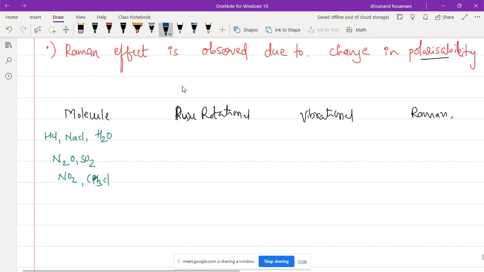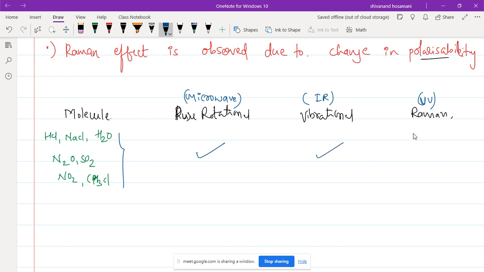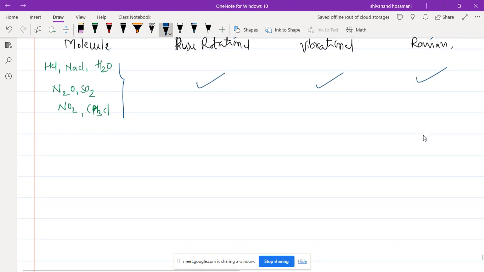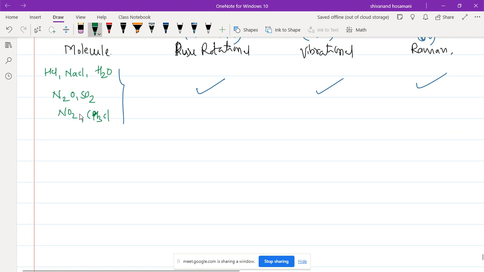Pure rotation is always defined in the microwave region. What about vibrational? It will always be in infrared. What about Raman? It is under UV radiation. So all these molecules will show pure rotational and vibrational as well as Raman. It is in case of molecules like CO2 and CS2, carbon dioxide and carbon disulfide.